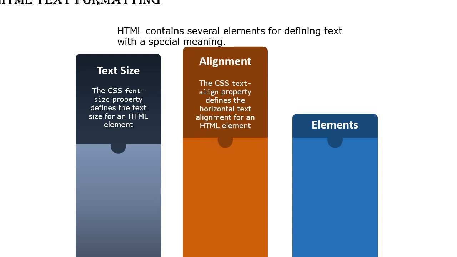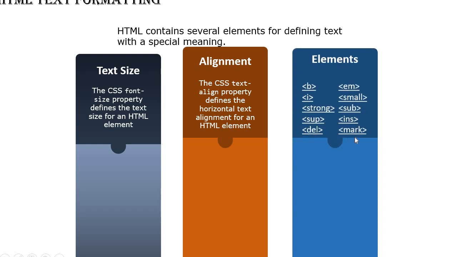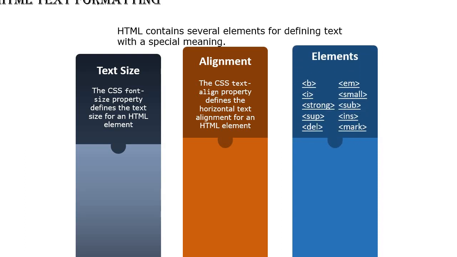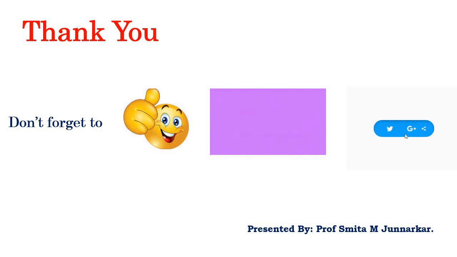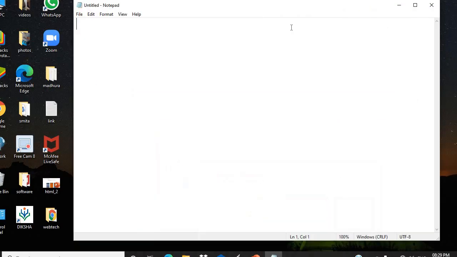So alignment can be your horizontal and vertical alignments you can give for your HTML elements, as well as we will see the different kinds of elements which can be applied to your text, such as bold, italic, underline, small, strong, as well as superscript, subscript. So let's start with our practical, how we will apply this text formatting through HTML coding. Now for this I require my notepad file as well as browser.